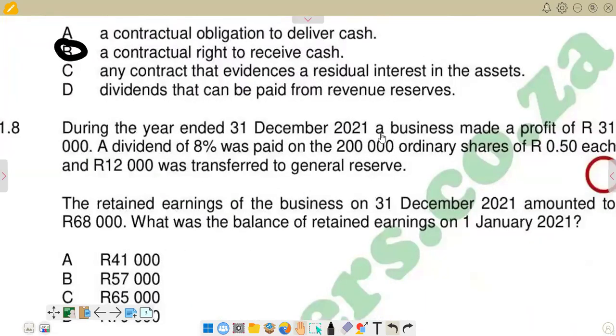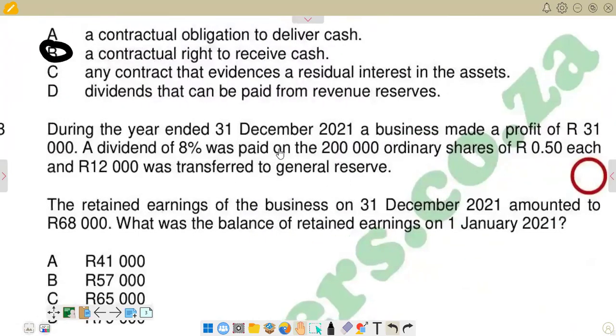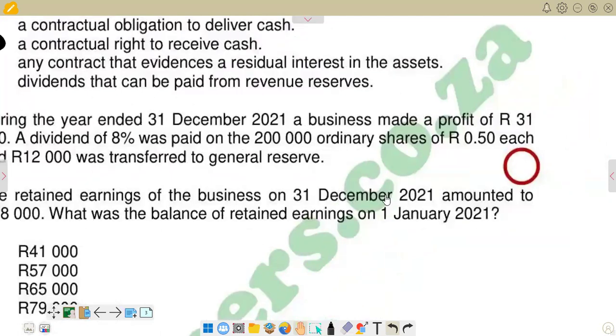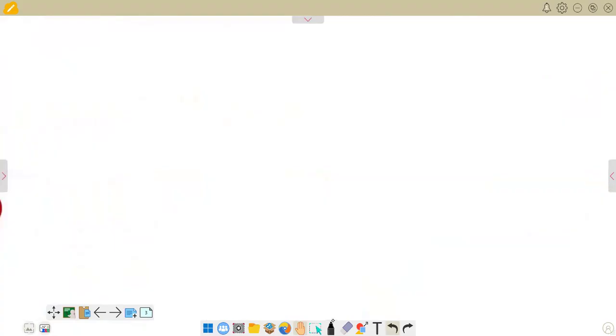During the year ended 31 December 2021, a business made a profit of 31,000. A dividend of 8% was paid on the 200,000 ordinary shares of 50 cents each, and 12,000 was transferred to general reserve. Then the retained earnings of the business at 31 December amounted to 68,000. What was the balance of retained earnings on 1 January 2021? So basically, according to this question, we need to put the format that we put on the retained income notes. This will give us the answer.